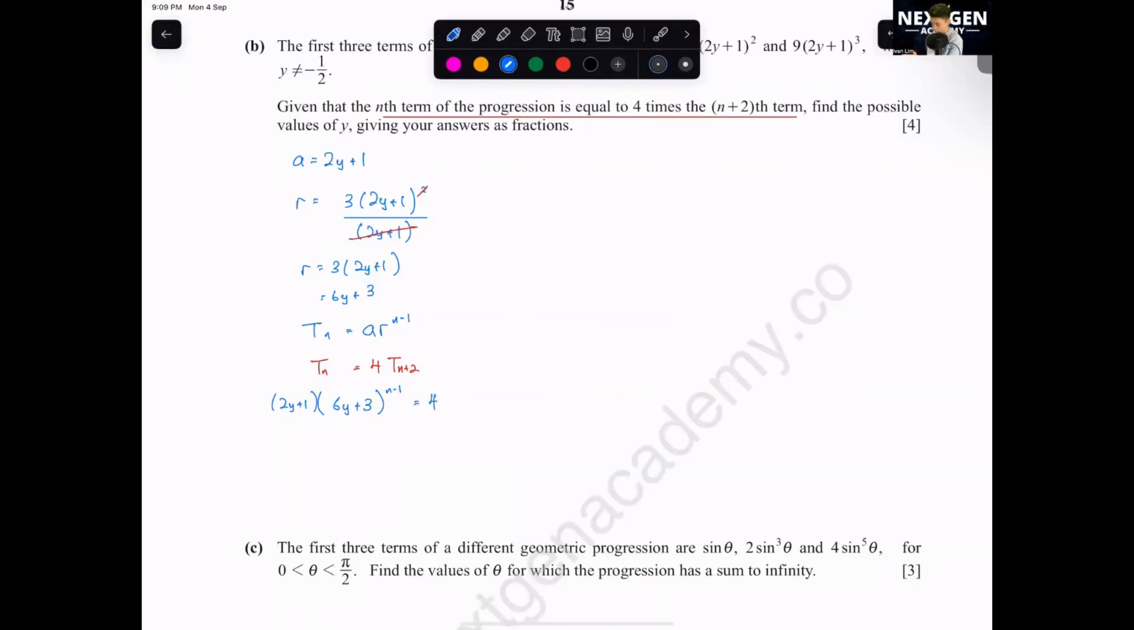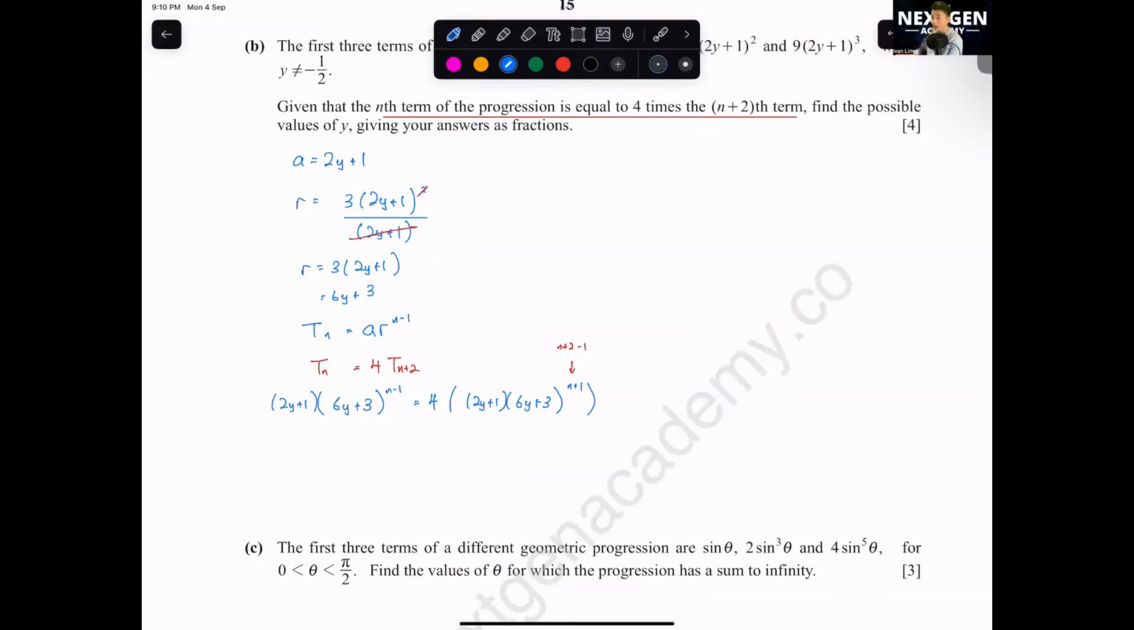Then equals to 4 A R. So 6y plus 3 n minus 1. Okay, your n now is n plus 2. So n plus 2 minus 1 will become n plus 1. I don't want to keep writing it over and over again, so I just straight away write the value here. Because now my n is equals to n plus 2. Okay, so we do until here.